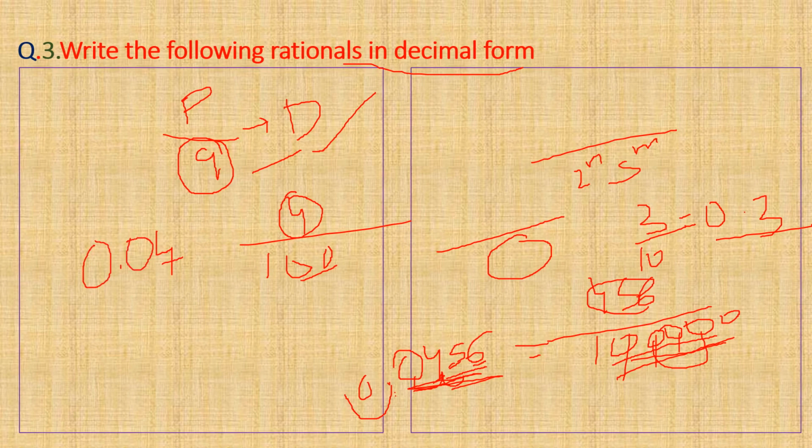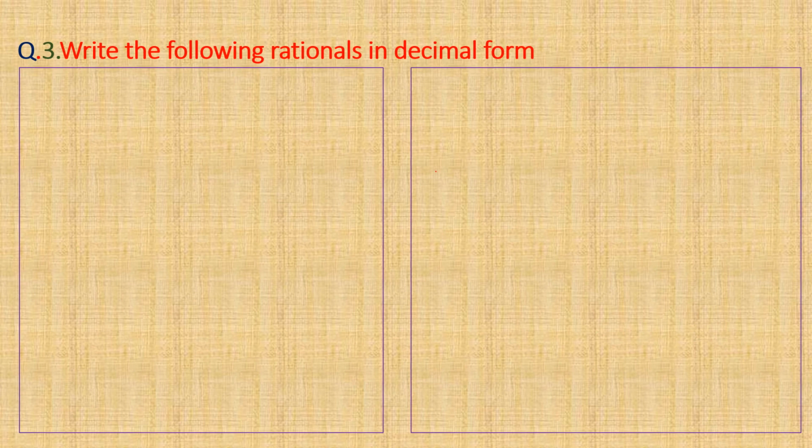Here 0.04. Okay. So for a p by q form, to convert into a decimal form, the denominator should be in the form of 10 multiple. Why 10? Why again 10 multiple? Just now we discussed only 2 power m and 5 power n, no? Then why again 10 multiple?